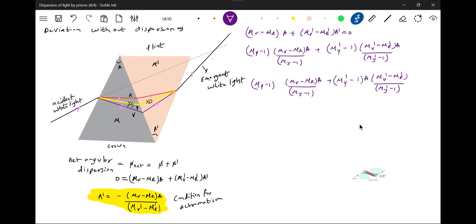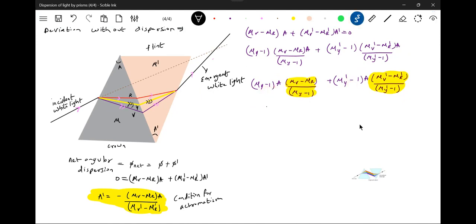Can you write this here? So what is this quantity? What about this quantity? This will be angular dispersion by mean deviation, which becomes the dispersive power. And this is the mean deviation for the crown prism, and the mean deviation for the flint prism.